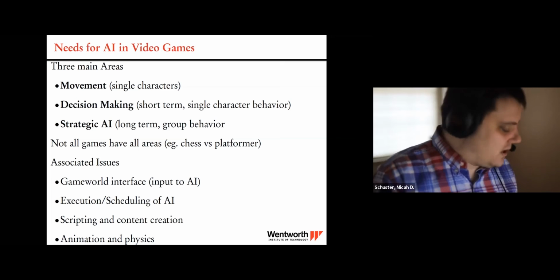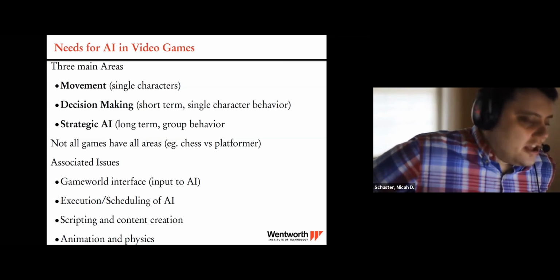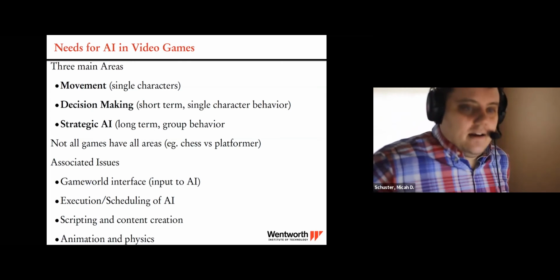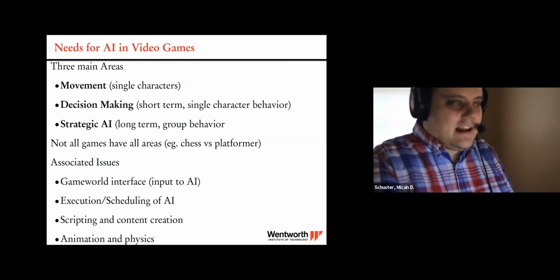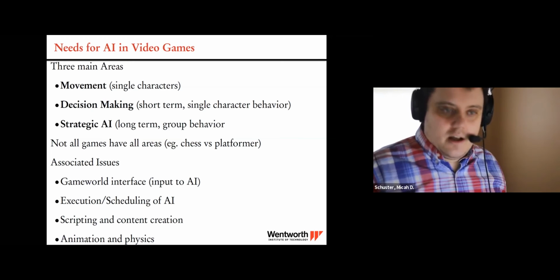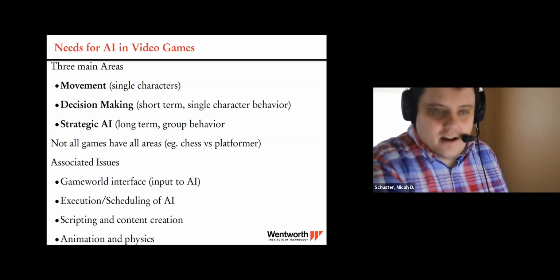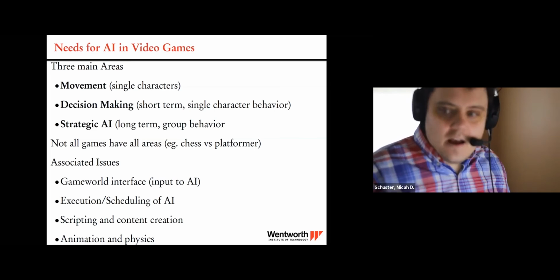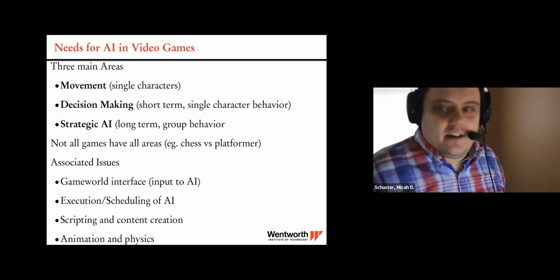The issues that come up with this, and this is related to all three areas, are that you need some sort of input into the AI. What does the AI know? That information is going to come from the game world. So you need some sort of interface where the game world can output some data for the AI to take in. When you hear about AI cheating, a lot of times that deals with this interface.